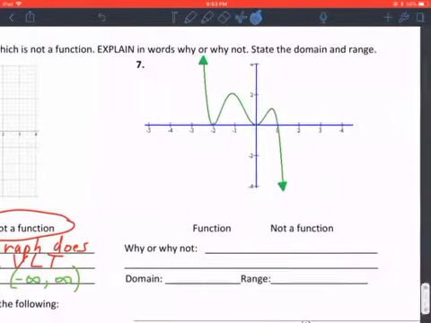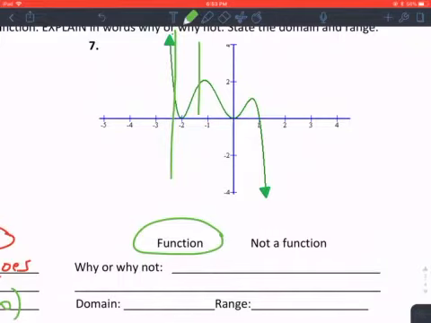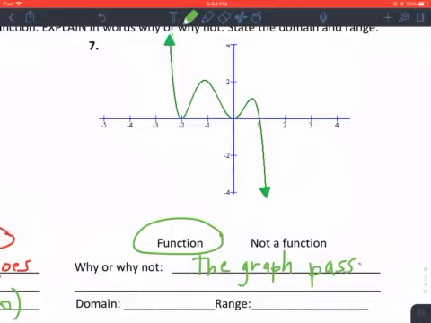So now let's look at number 7. Number 7 is a function. The reason is it does pass the vertical line test. For every x value, there is exactly one output value, and I know that because if I draw my vertical lines through this graph, it only touches 1 point with each line. Okay, so why or why not? The graph passes the vertical line test. Again, I'm going to abbreviate that VLT.